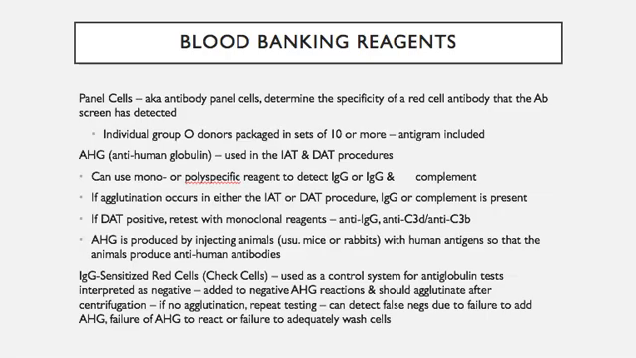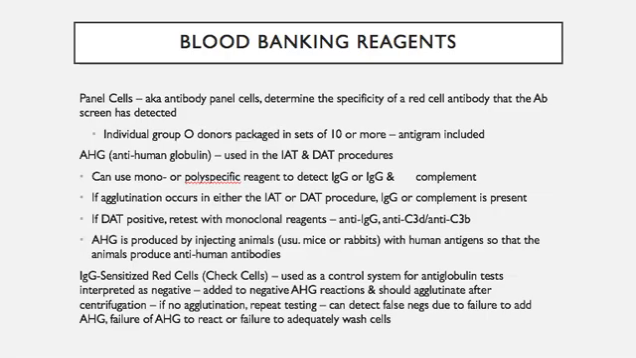Okay, AHG, which stands for anti-human globulin, is used in the IAT and the DAT procedures. You can use mono or polyspecific reagents to detect either IgG or IgG in complement. If agglutination occurs in either the IAT or the DAT procedure, that means that either IgG or complement is present. So then you would have to retest with your monoclonal reagents to determine if that reaction is positive due to IgG or C3d or C3b. AHG reagent that we use is produced by injecting animals, usually either mice or rabbits, with human antigens so that the animals produce anti-human antibodies.